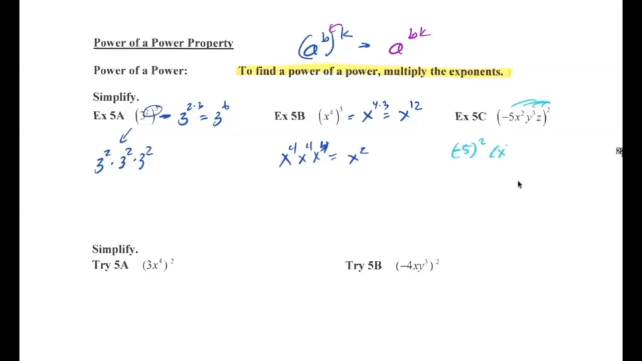-5 squared, x squared squared, y cubed squared, z squared. Z doesn't have a power itself, so it's like that. -5 squared is 25. X squared squared is x to the 4th. Y cubed squared, so when we multiply those two, we get y to the 6th, and then we get z squared. That's a power to a power. The power to power you multiply.